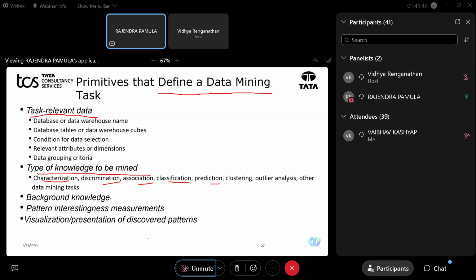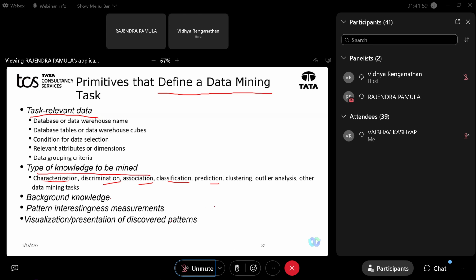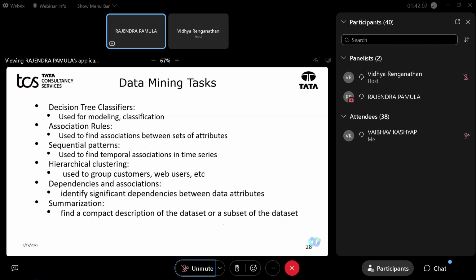Background knowledge, and we have pattern interestingness measures, and visualization presentations of discovered patterns. And we have these data mining tasks, which are used here, but they are not limited to these. We have much more analysis, and complex data mining tools are available with which we can extract knowledge from the data.